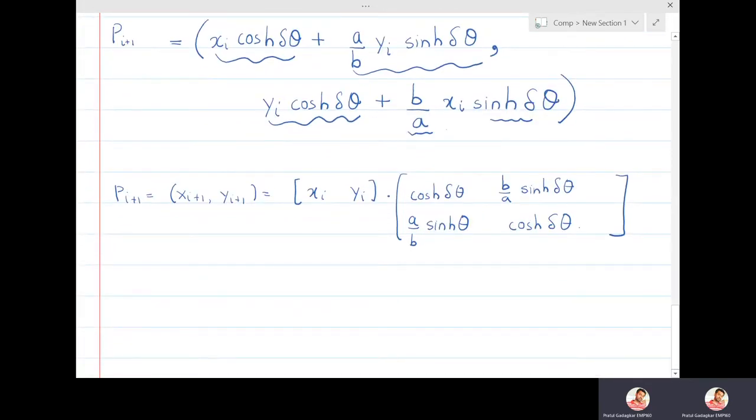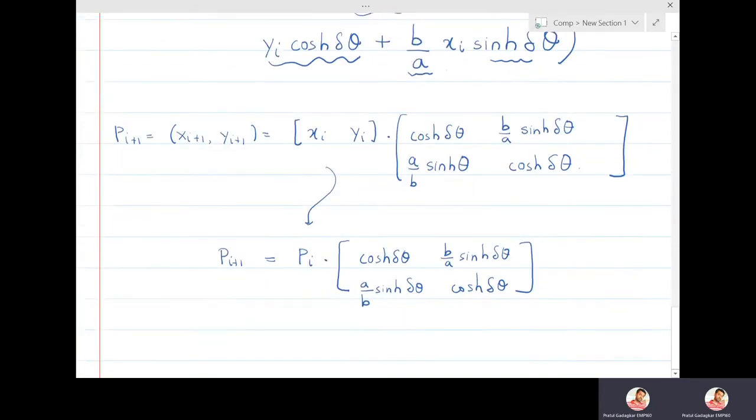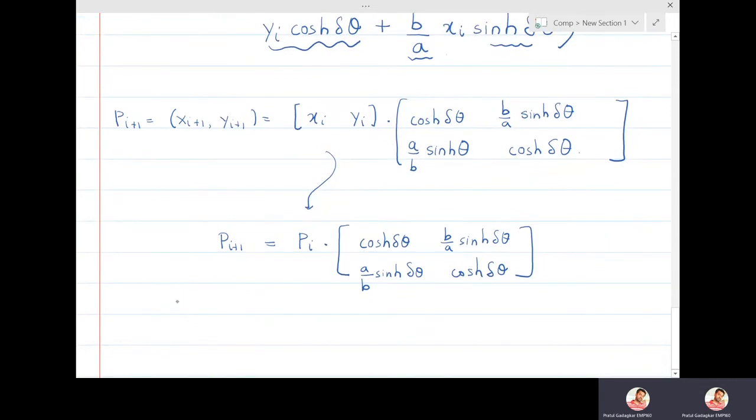So we have got the formula. The recurrence formula is that the next point Pi+1 will be nothing but Pi multiplied by this particular matrix: cosh Δθ, b upon a sinh Δθ, and a upon b sinh Δθ, and cosh Δθ. So this matrix is going to be very useful for us. For that we need to know what is Δθ.